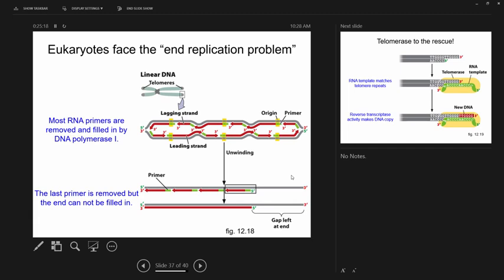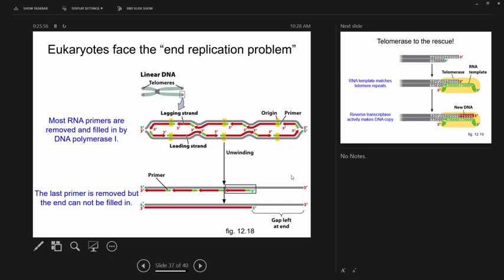So here we go. Here's the leading strand. This is the lagging strand, leading, lagging, depending on where you're at in the replication bubble. Most of the RNA primers, because they're internal here, are removed, filled in by DNA polymerase 1. Nick gets sealed by DNA ligase. Everything is fine until you get to the very end, the last lagging strand at the very end of the chromosome, and you're going to be in trouble.